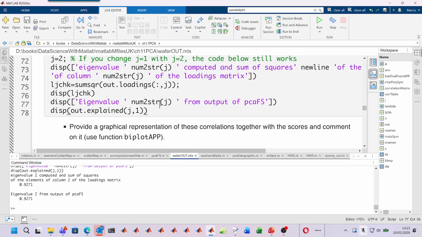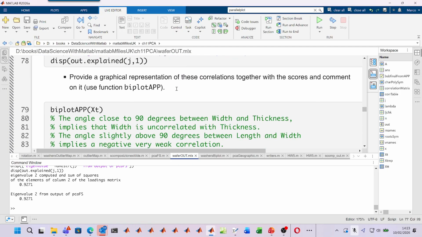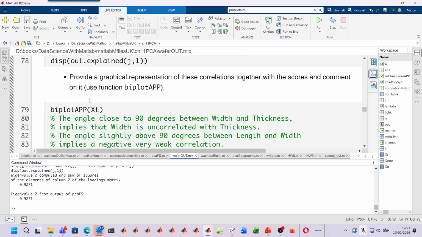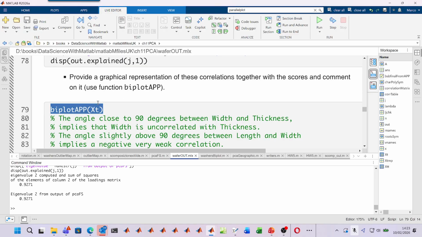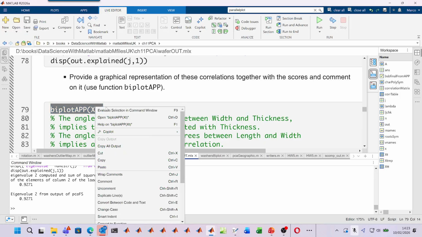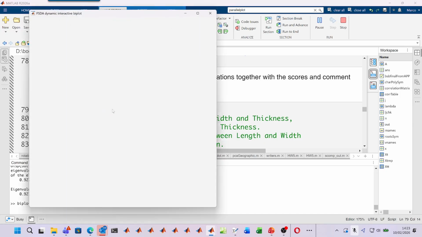Provide a graphical representation of this correlation, together with the scores, and comment on it. So this Biplot app is the direct function which computes the Biplot.